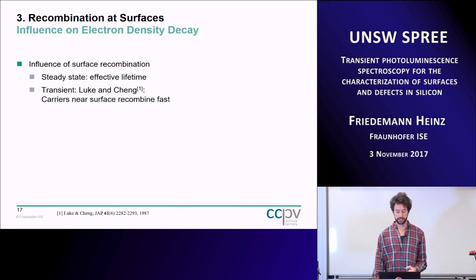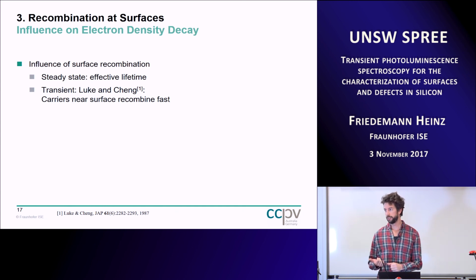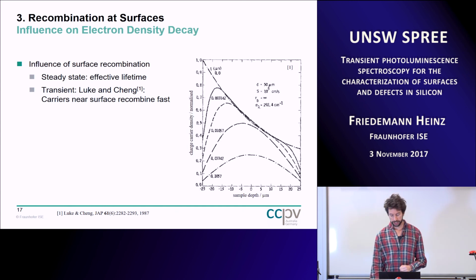this could be different. So Luke and Cheng proposed that carriers which are generated near the surface will also recombine fast at the surface if it's recombination active. So they did some simulations, this was in the 80s also, that here you see the depth of the sample, 50 micrometer thickness, and here on the top you can see the excitation profile, so exponentially decaying with depth.